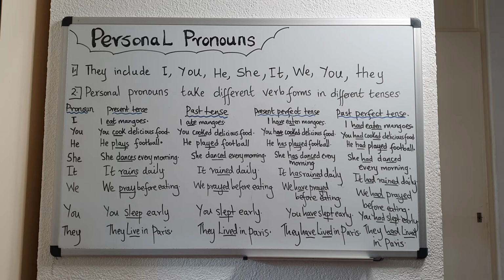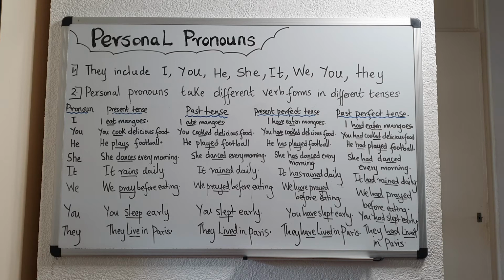In the present tense, I takes the first form of the verb, that is eat. In the past tense, it takes the second form of the verb, which is ate. In the present perfect tense, it takes the third form of the verb, which is eaten. And in the past perfect tense, it takes the third form of the verb, which is eaten.